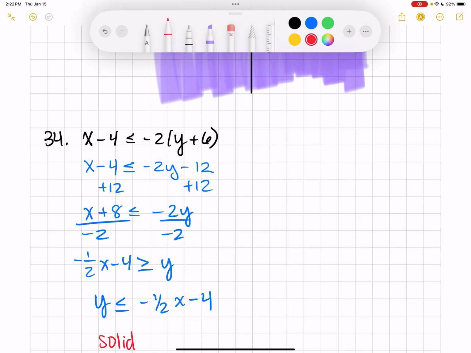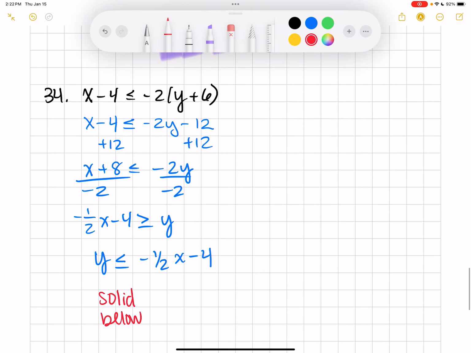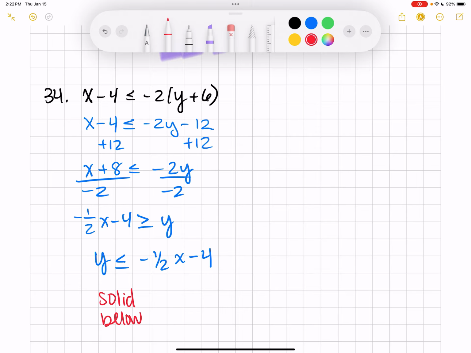I got negative 2. Not you, Sean, the other Sean. You already gave your answer. Y is less than or equal to negative 1/2 x minus 4. There we go. Bingo. I didn't say that, bro. I just figured out that the x was being negative. This one is solid and below, but considering we had it wrong, we probably didn't have that right either.